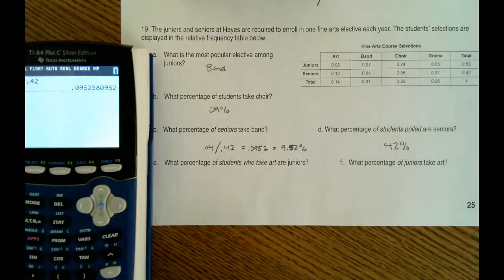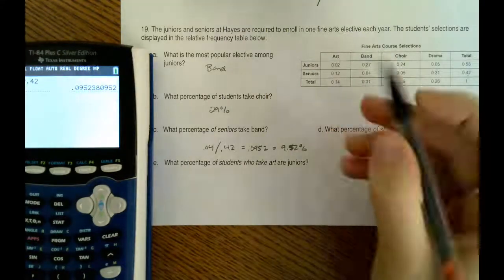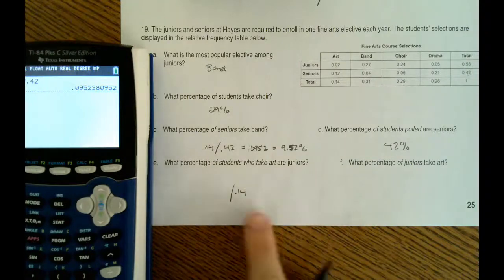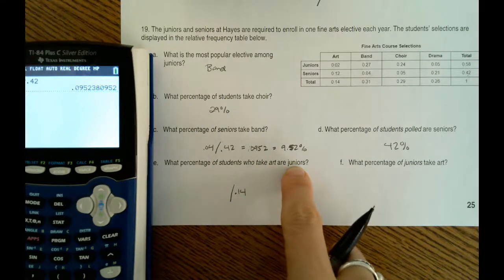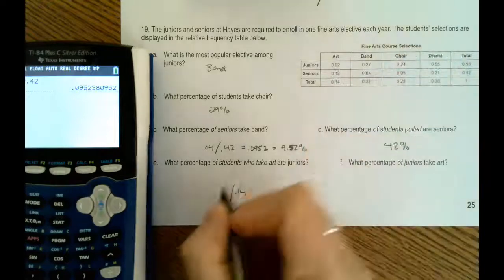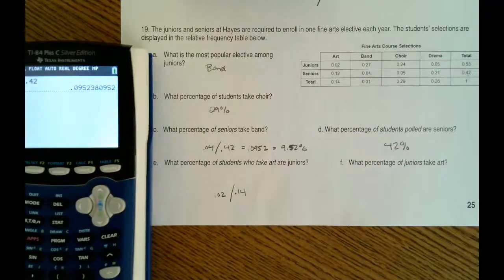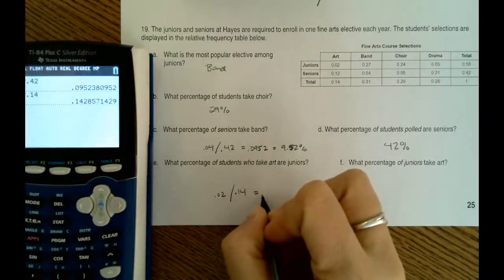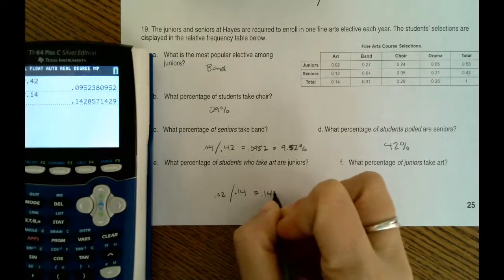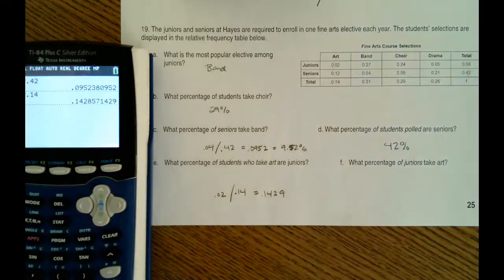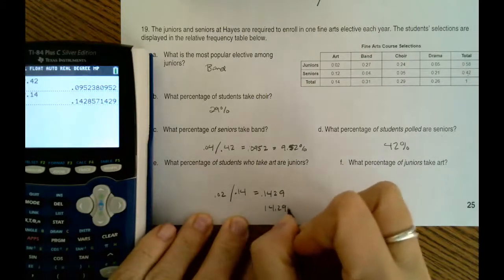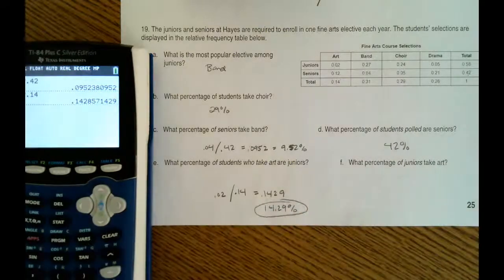Part E says, what percentage of students who take art are juniors? So that's going to be our total. So the total of students who take art is the 0.14, and so that's going to be our denominator. And of those, how many are juniors? 0.02. So we're going to do 0.02 divided by 0.14, which is 0.1429. So if I write that as a percentage, 14.29%.